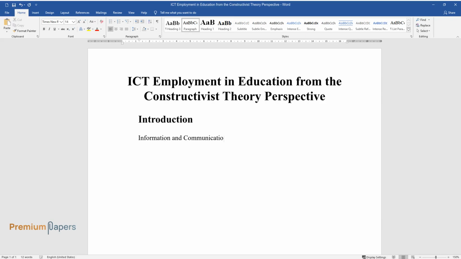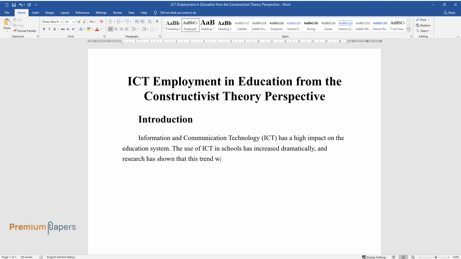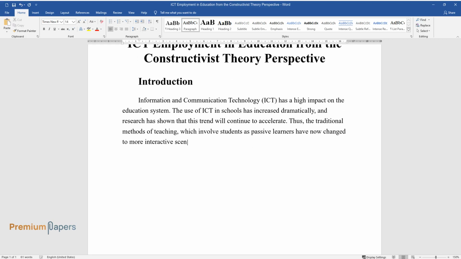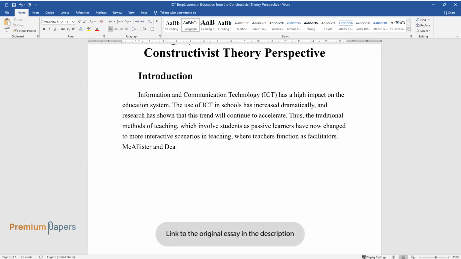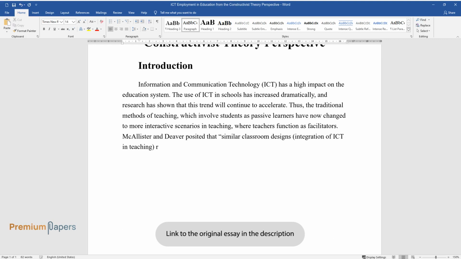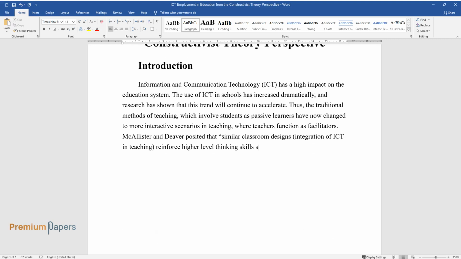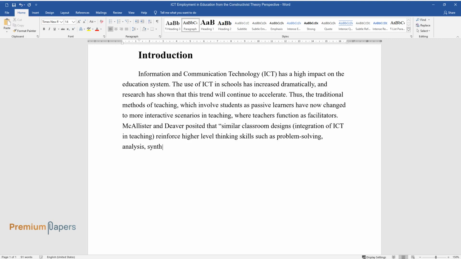Information and Communication Technology, ICT, has a high impact on the education system. The use of ICT in schools has increased dramatically, and research has shown that this trend will continue to accelerate. Thus, the traditional methods of teaching, which involve students as passive learners, have now changed to more interactive scenarios in teaching, where teachers function as facilitators. McAllister and Deaver posited that similar classroom designs, integration of ICT in teaching, reinforce higher-level thinking skills such as problem-solving, analysis, synthesis, and evaluation.